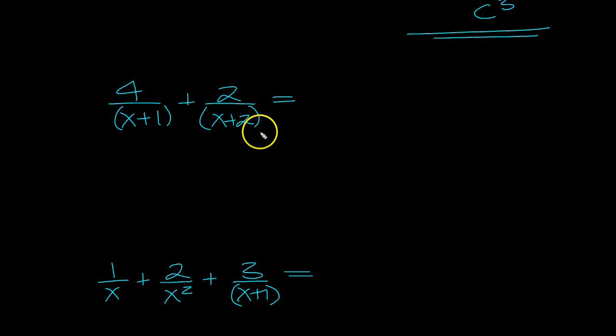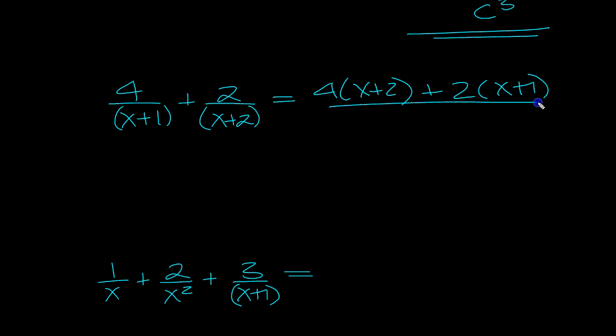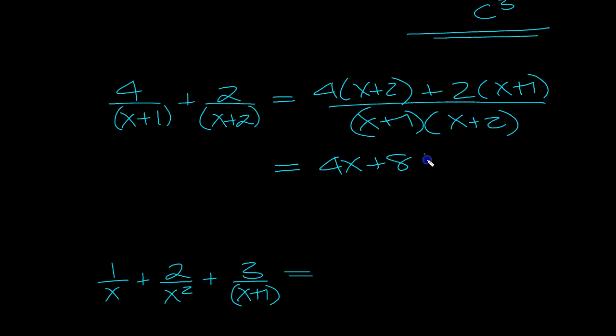Right, this one cross multiply. I've put the bracket around them because we're moving the objects. Cross multiply 4 times x plus 2, plus 2 lots of the x plus 1, over the product underneath, x plus 1, x plus 2. So that's equal to then 4x plus 8 plus 2x plus 2 over the x plus 1, x plus 2, which I'll just leave as is.